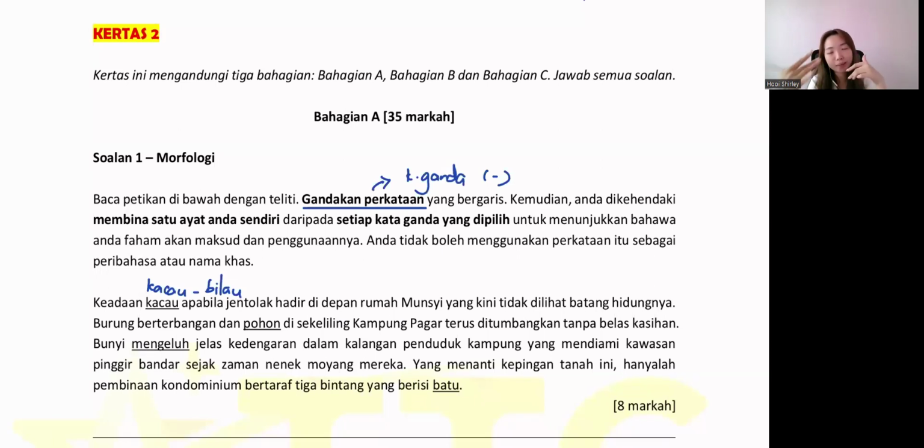But in order to make it standardized with the rest, because the rest you will add in the tanda sempang, isn't it? So what you do is you make it as pohon-pohon, okay, to standardize with the rest. Pepohon is the kata ganda separa. You are not wrong. It's just in order to standardize, it is advisable to write pohon-pohon.